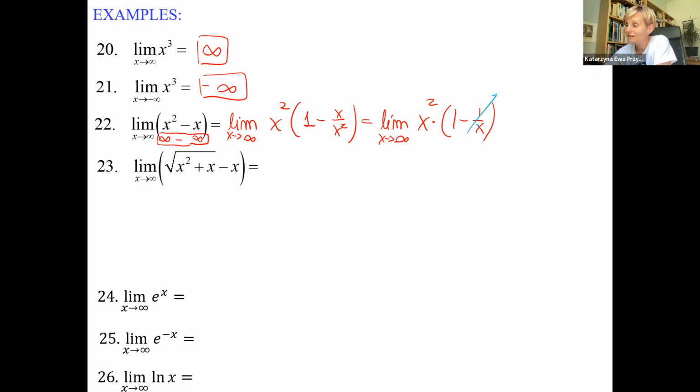Okay, 1 over x goes to 0, no problem, at infinity, of course. So we end up with x squared is infinity times 1. Infinity times 1 is not indeterminate, it's simply infinity. We managed to remove algebraically the indeterminate form and get just the product of two terms which are not indeterminate. They are actually defined. Infinity times 1 is just infinity, okay?